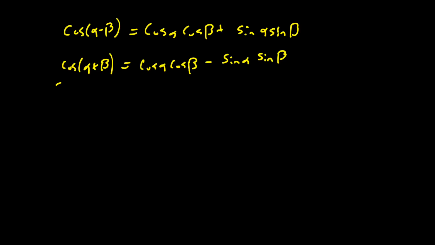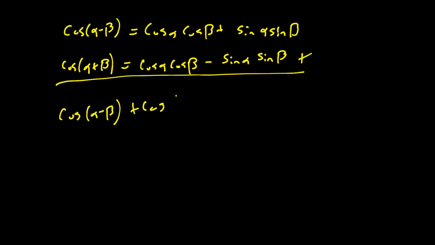And what we want to do is add these two equations together. So the left-hand side becomes cosine of alpha minus beta plus cosine of alpha plus beta. And the right-hand side becomes the following. Our sine of alpha, sine of beta terms cancel out, and we're just left with the following.